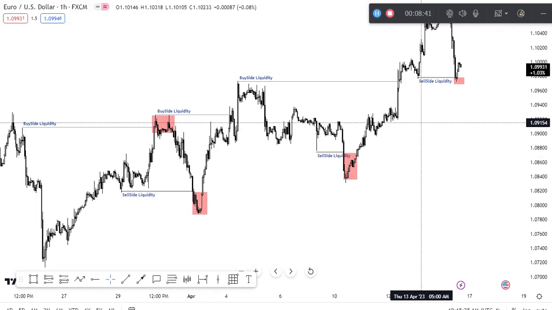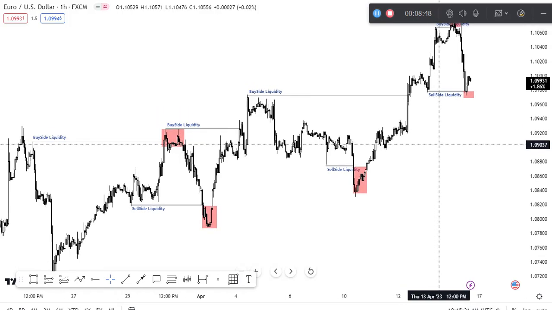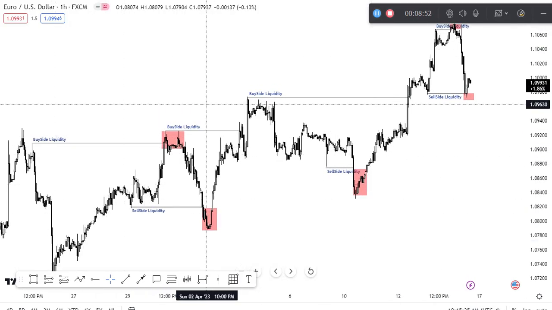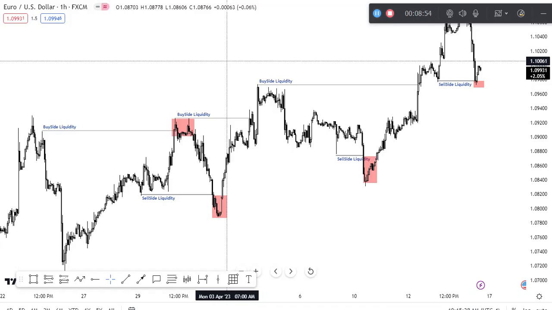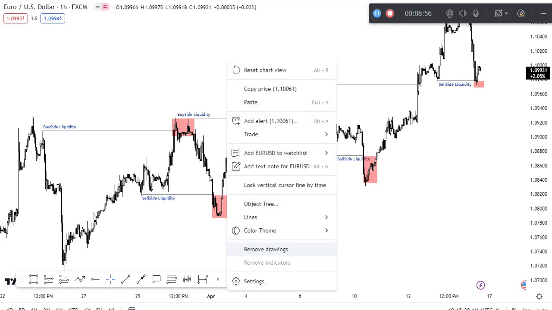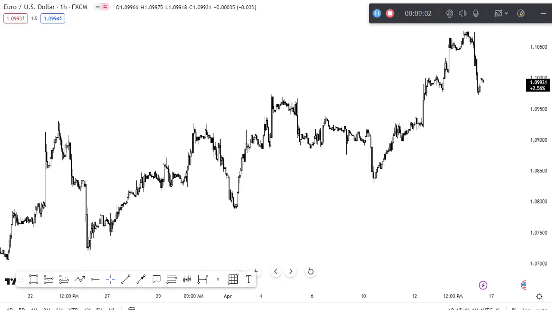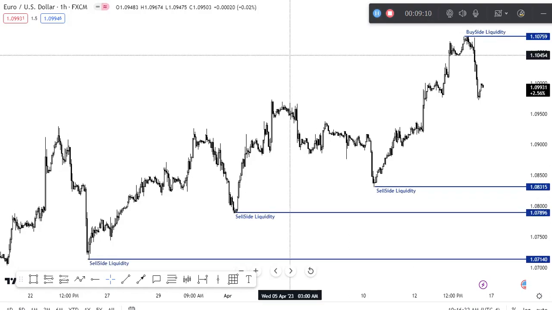So right now we're going to be identifying key areas or zones in which price has not yet visited, because as you can see, all this buy side and sell side liquidity has been violated. So I'm just going to clean the screen, and then you're going to pause and then identify key buy side or sell side zones in which price has not violated yet. Let's go.